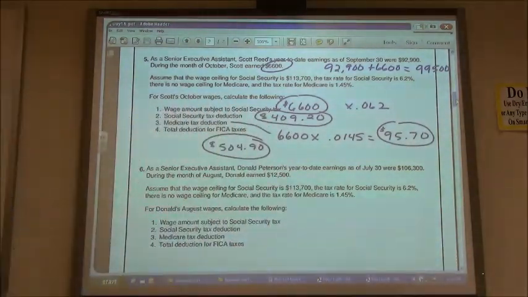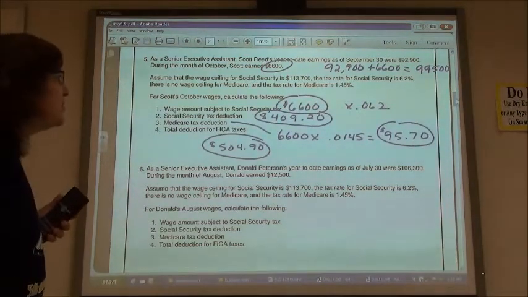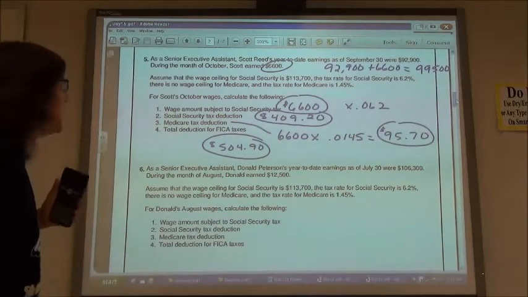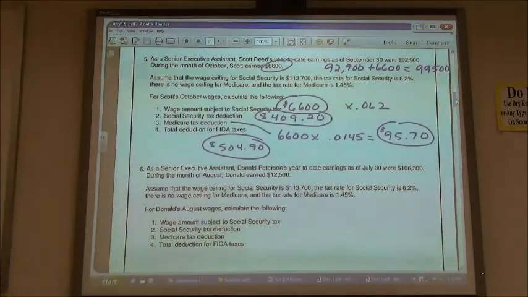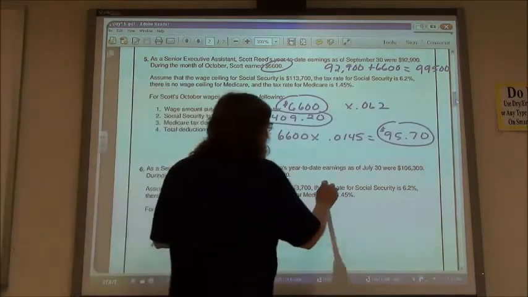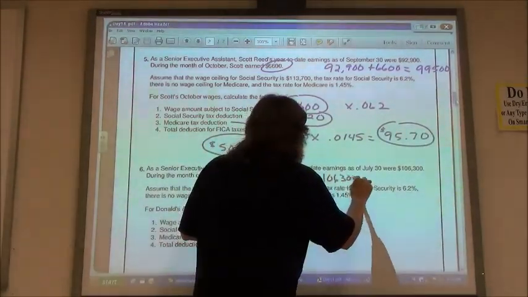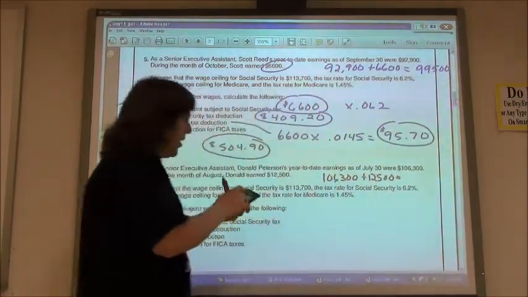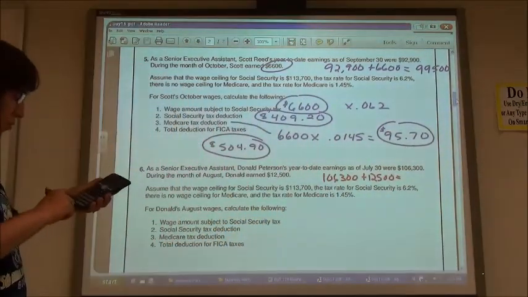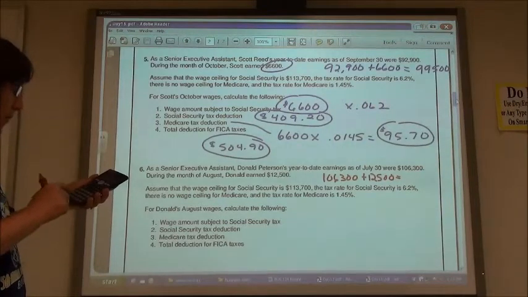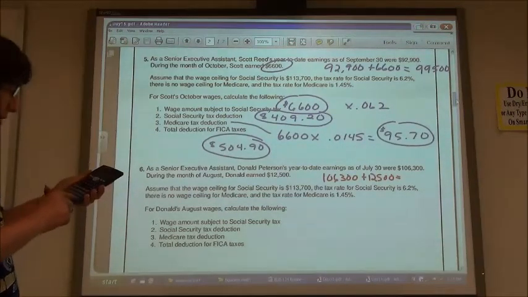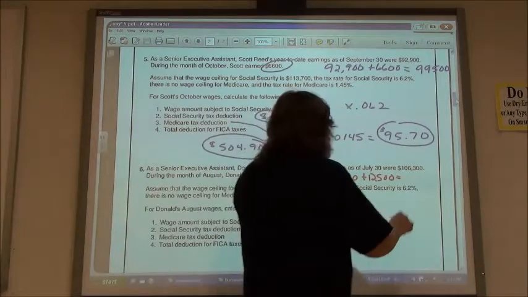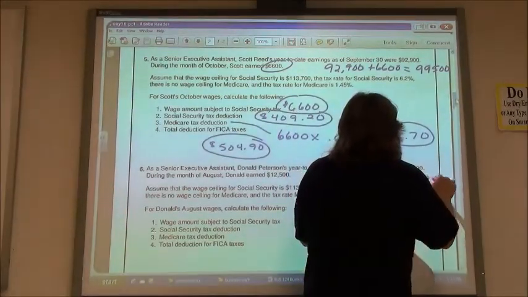Number 6, same kind of thing as a senior executive assistant. Donald Peterson's year-to-date earnings as of July 30th was $106,300. During the month of August, he earned $12,500. So again, if I add $106,300 plus $12,500, I'm going to be more than the ceiling, right? So $106,300 plus $12,500, I'm at $118,800.